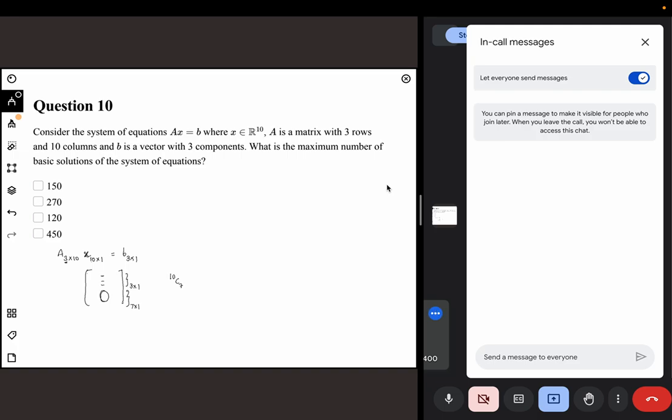So by changing the sets of 7 values, you get different solutions. So I can have 10C7 combinations, or I can put it another way, 10C3 combinations. This we have discussed before also. So this is basically nCn minus m, or you can call it nCm. This many basic solutions we have.